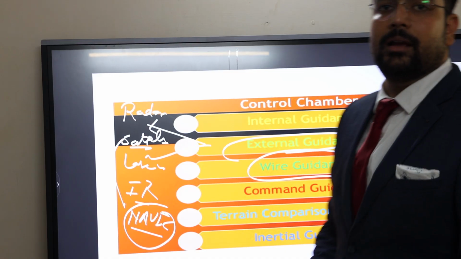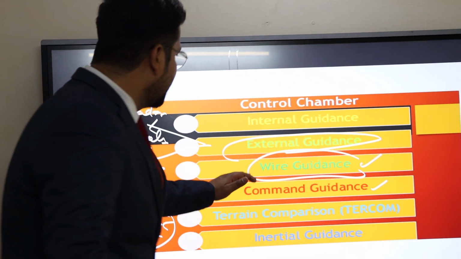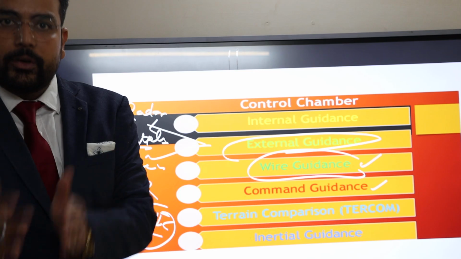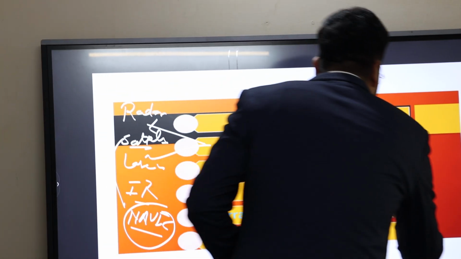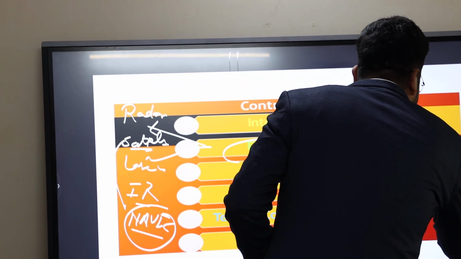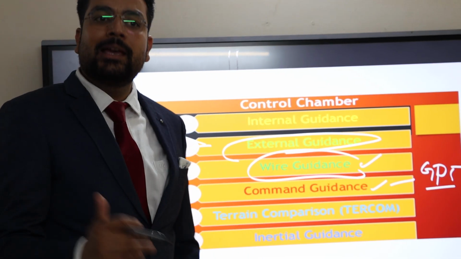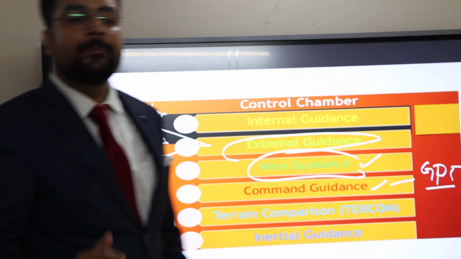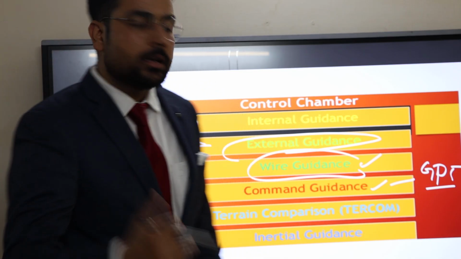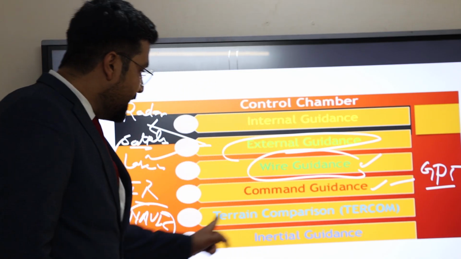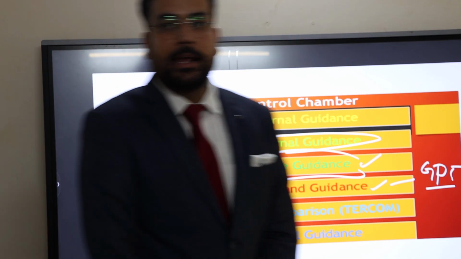The next one is command guidance. Command guidance is almost the same as external guidance, and in today's world, command guidance is completely based upon the GPS system. GPS means Global Positioning System, and in India, the name of the local GPS is NAVIC, Navigation with Indian Constellation.